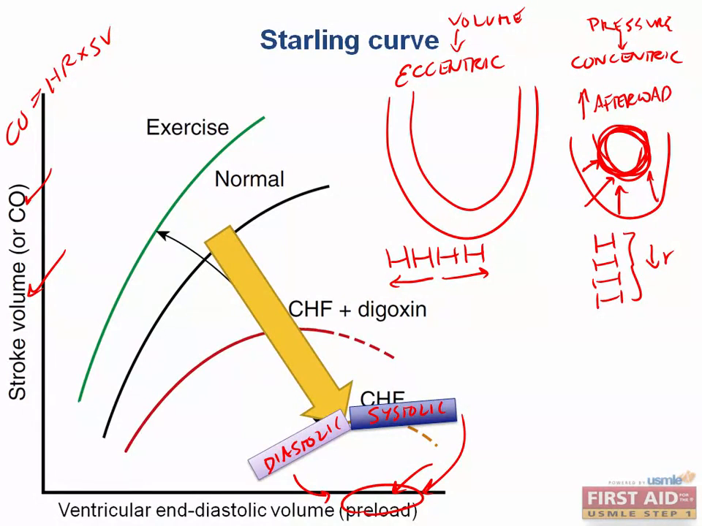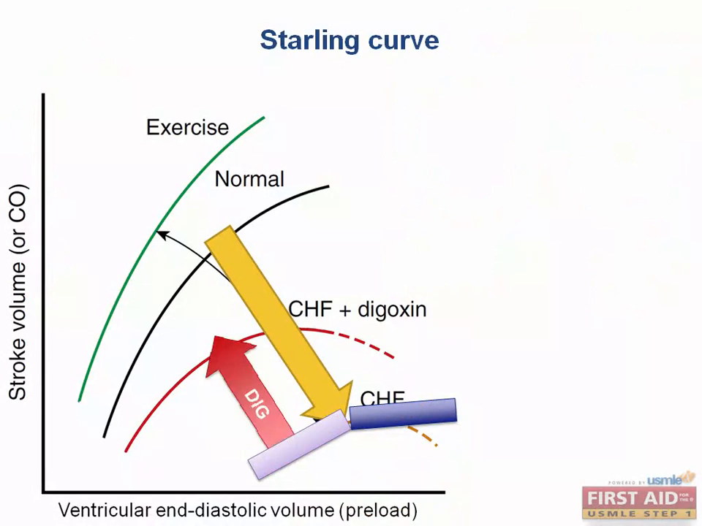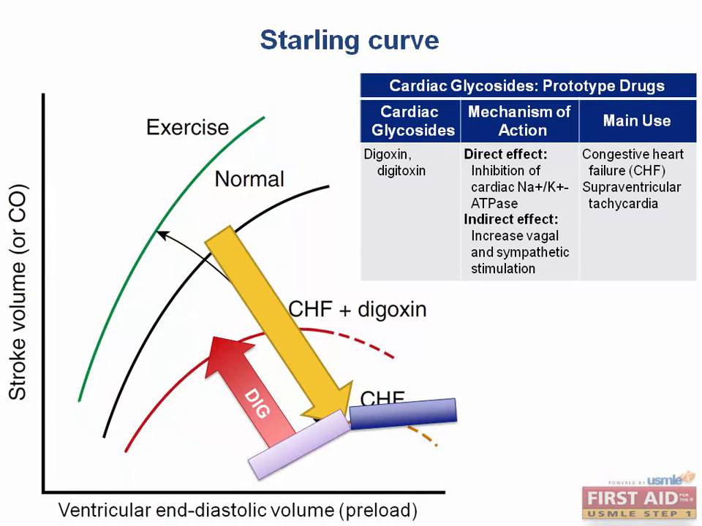There is no problem with contracting in diastolic heart failure, but there is a problem with ejection because we never put enough blood in that chamber to begin with. So how do we get that to go back up? How does digoxin help us shift the curve up and to the left? Well, let's talk about digoxin.